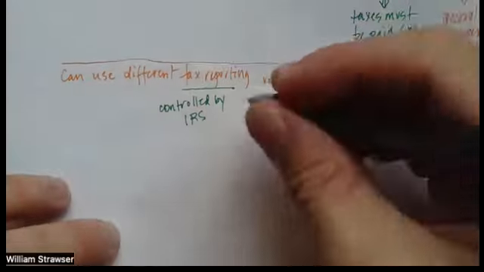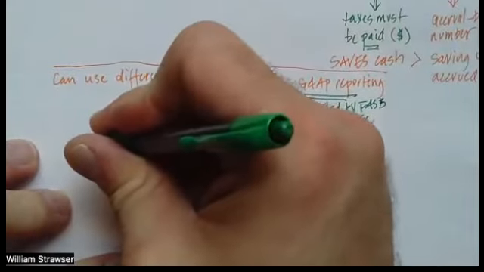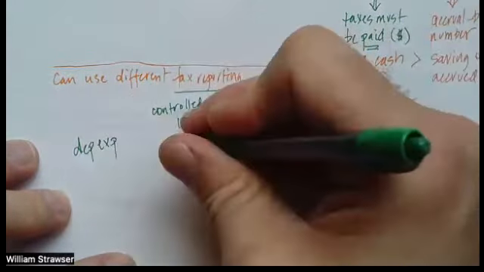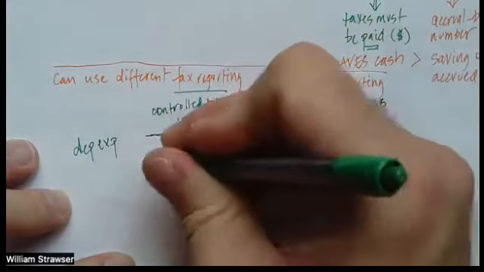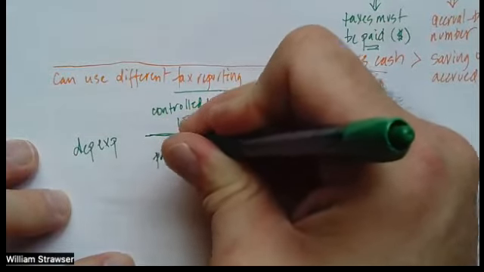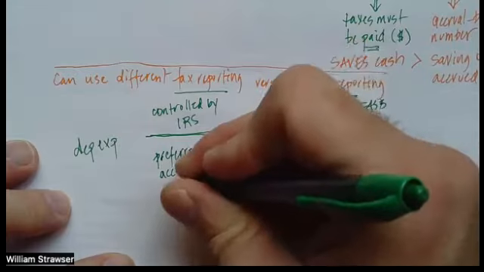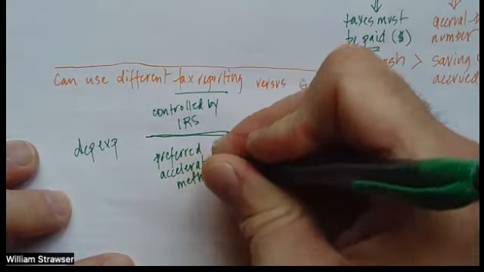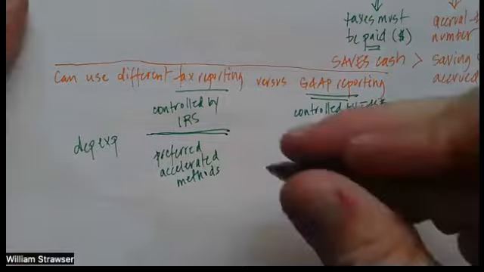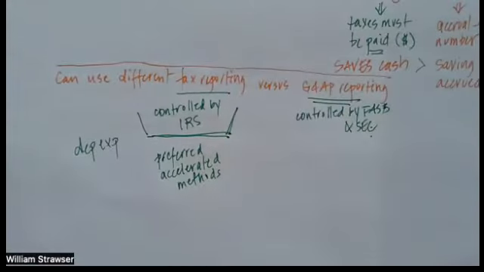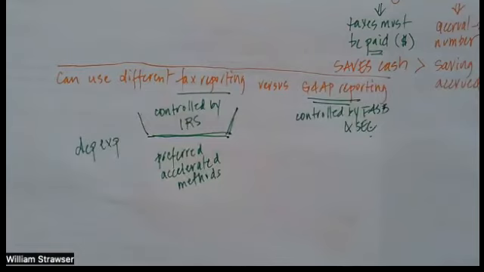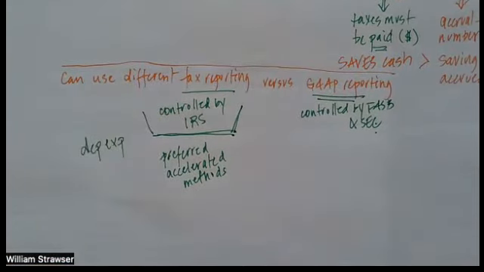Under tax reporting, for depreciation, I'll just say that the accelerated methods are preferred. So companies will report accelerated methods of depreciation. They could use declining balance. I mean, the TCJA, the most recent tax act that came into law in 2018, said you can depreciate the whole thing in the first year on your taxes. That's controlled by the IRS.